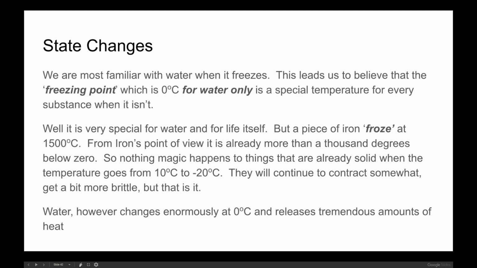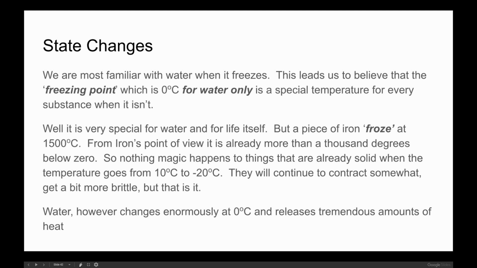state change. We are most familiar with water when it freezes. This leads us to believe that the freezing point, which is 0 degrees centigrade for water only, is a special temperature for every substance when it isn't. While it is very special for water and for life itself, a piece of iron froze at 1500 degrees centigrade. From iron's point of view, it is already more than 1000 degrees below zero. So nothing magic happens to things that are already solid when the temperature goes from 10 degrees to minus 20. They will continue to contract somewhat, get a bit more brittle, but that's it.